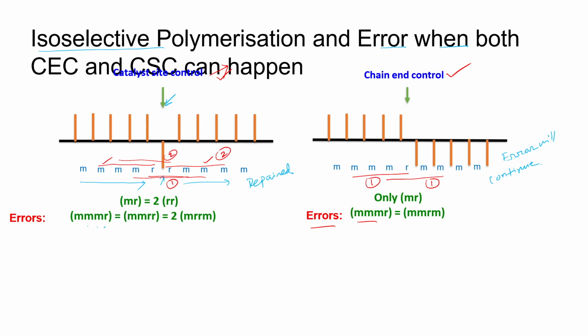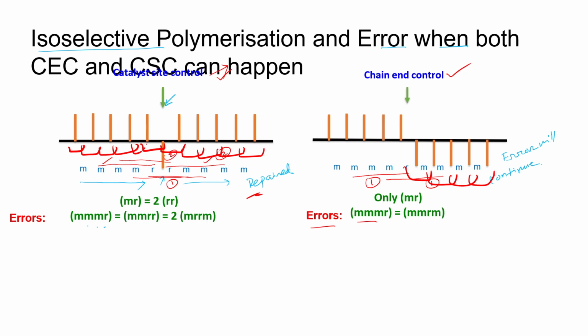Continuing that thing, for this case, here you are seeing that the tactic dyads are like this. After that, you have generated one racemic dyad, and this is the error. And after that, it is modified, or corrected, repaired. But for this case, it is chain end control. So once your error is there, that error persists. The error is going to persist in that way.